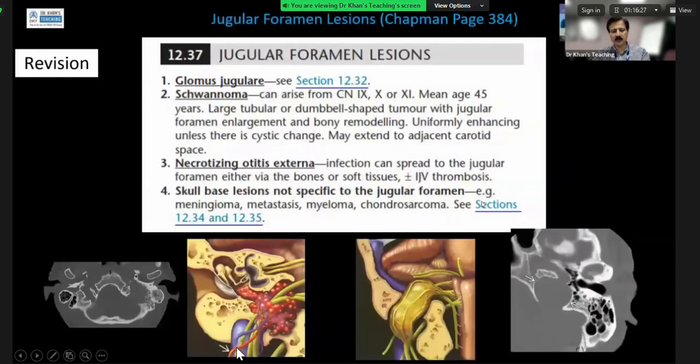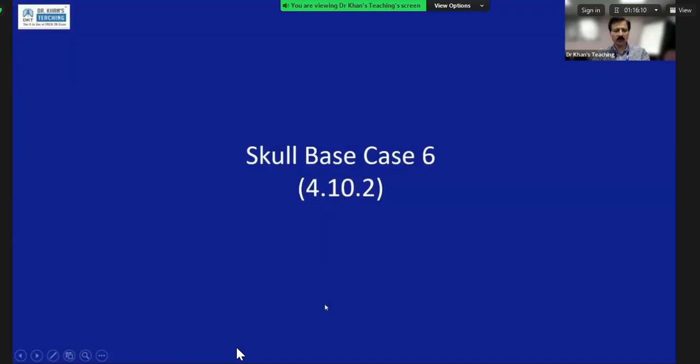So this is schwannoma behavior. On the other hand, a glomus tumor will cause permeative bony destruction. So remember this word: it will cause permeative bony destruction. Of course, the MR findings, etc., we have already covered, but today the idea was just to revise it.